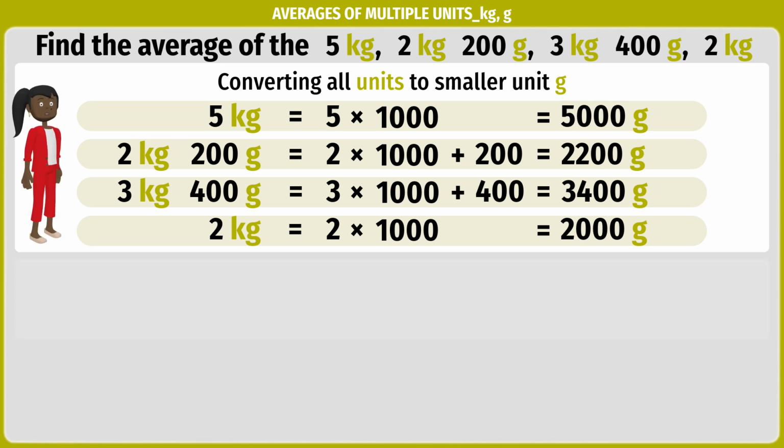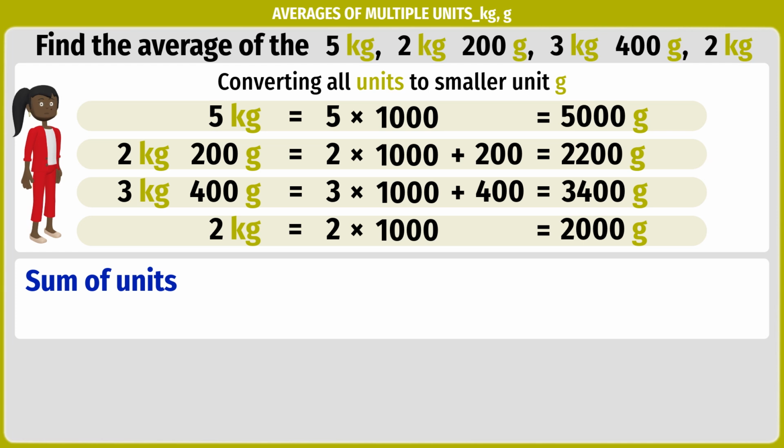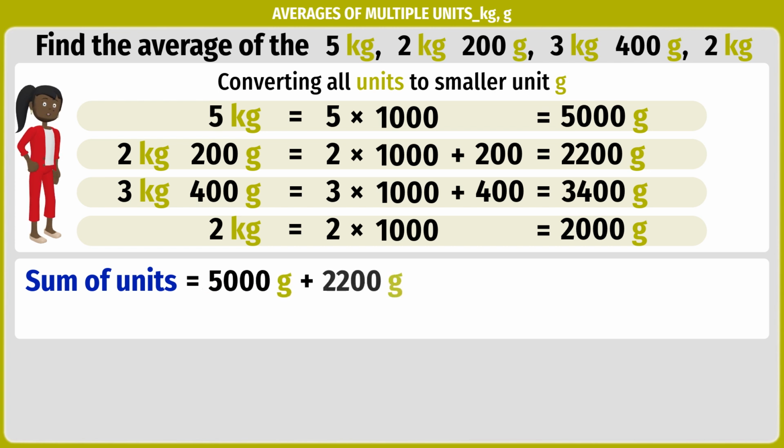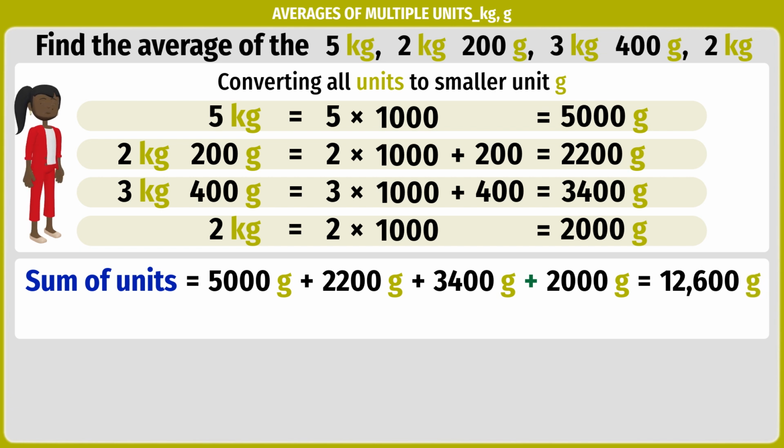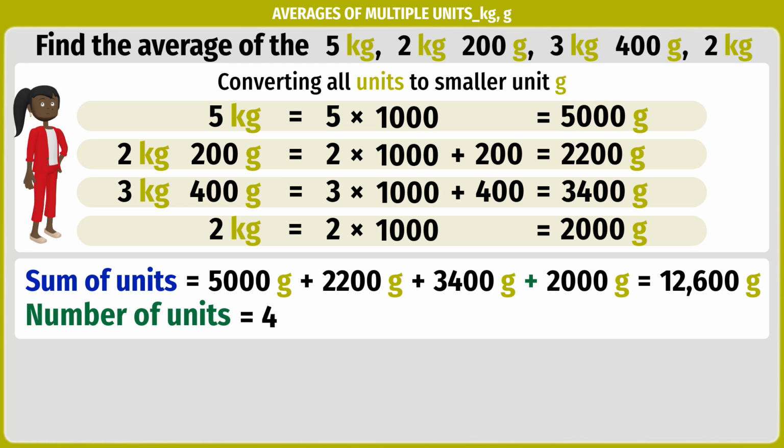The sum of the given units is 5,000 grams plus 2,200 grams plus 3,400 grams plus 2,000 grams equals 12,600 grams. Now there are 4 weights given, so the number of units is 4.